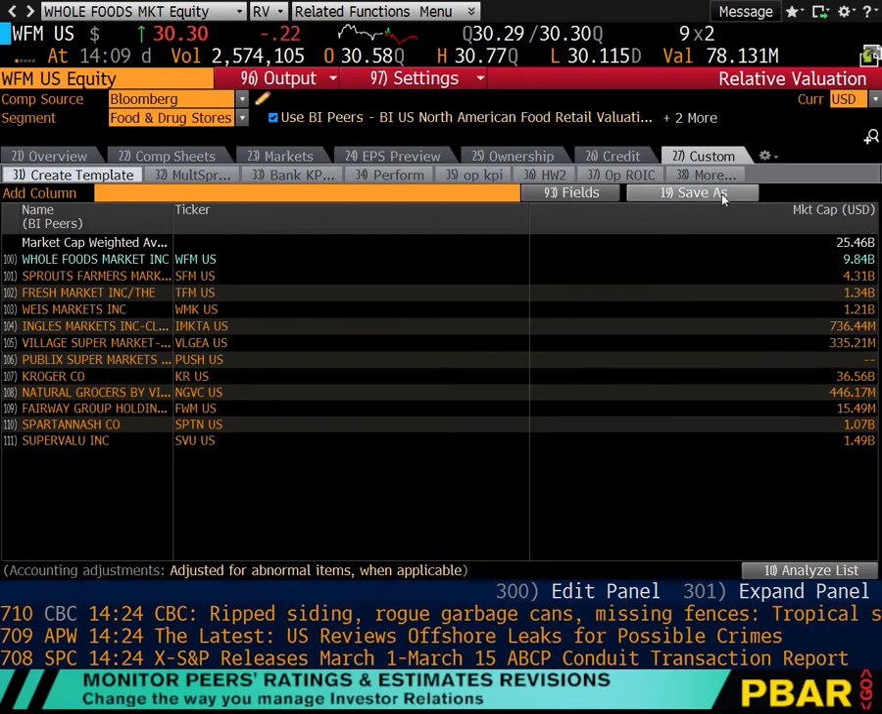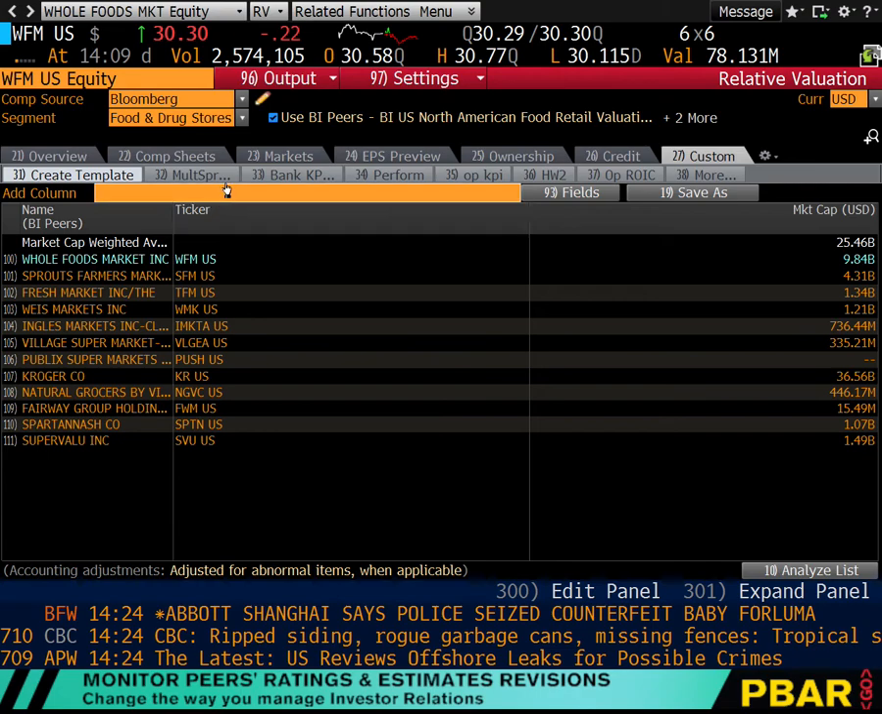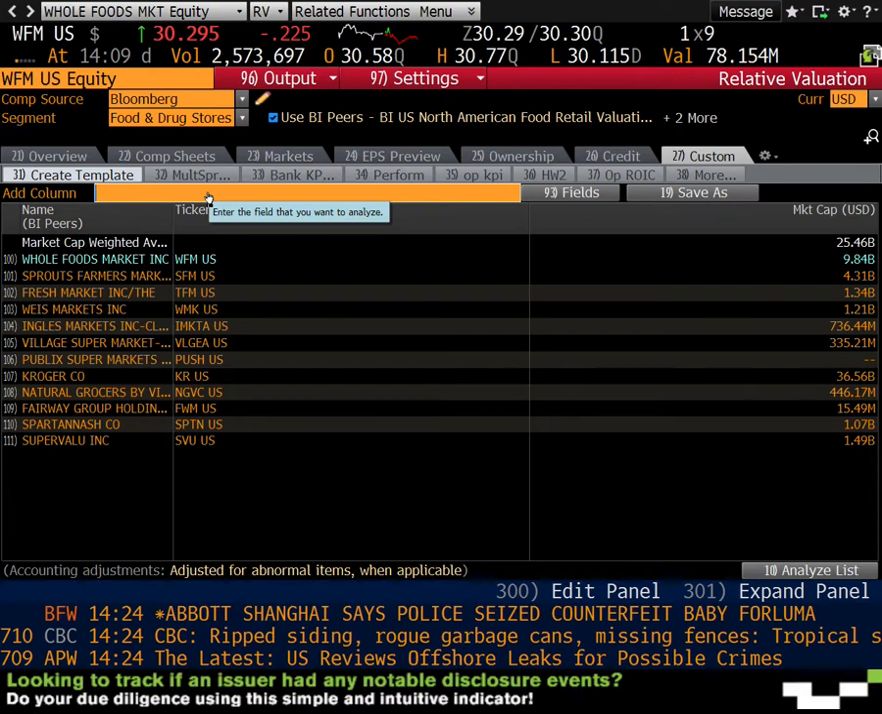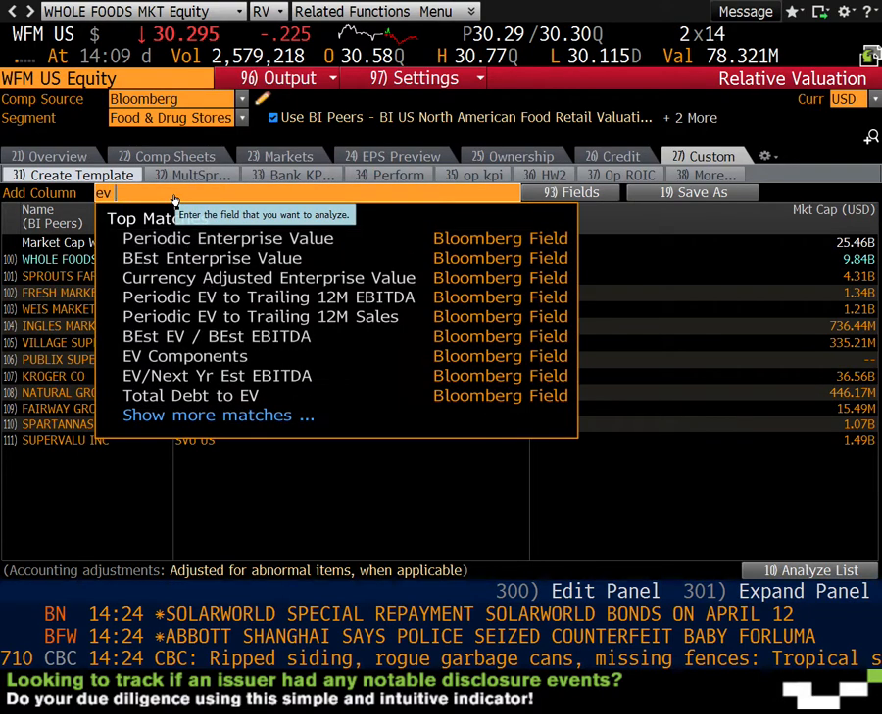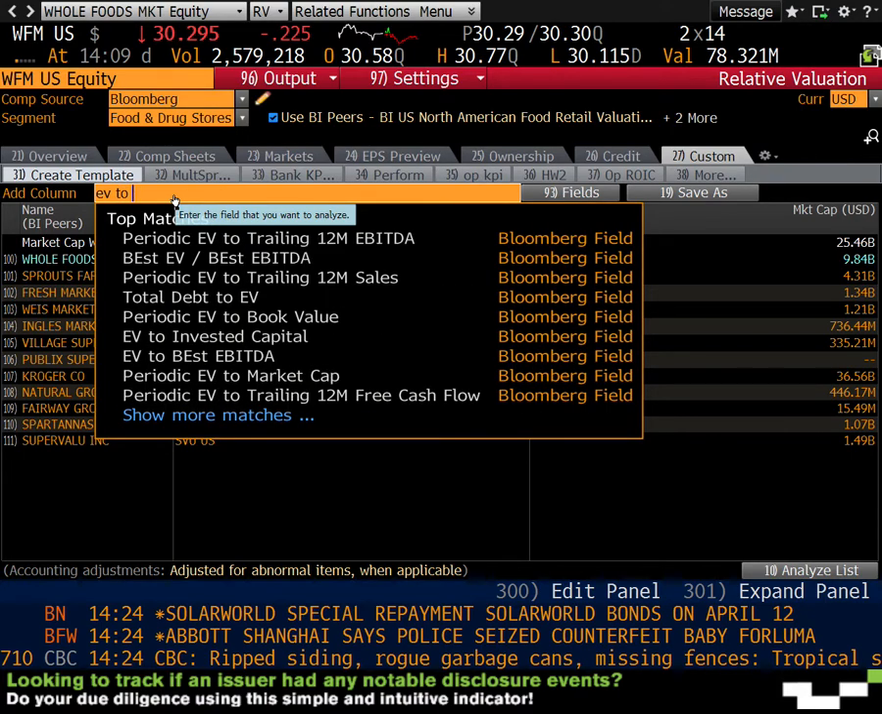Okay, so you create a template, and then we'll start adding in the 7 columns you will need for your multiples. So column number 1, I'm not going to go in any particular order, but similar to what I did in the previous classes, we're going to do the enterprise value multiples first. So the first one is enterprise value to sales or revenue. So what you'll do is you'll add a column in Bloomberg, EV space 2 space sales.